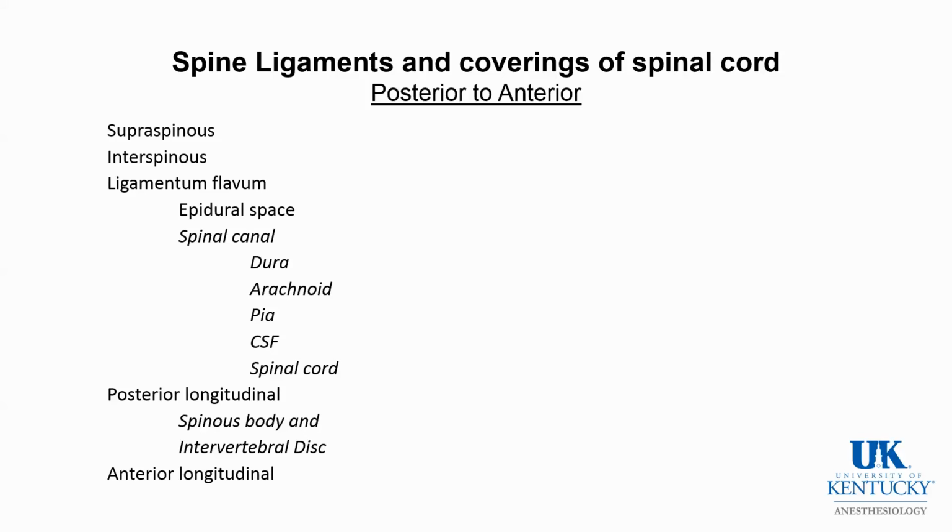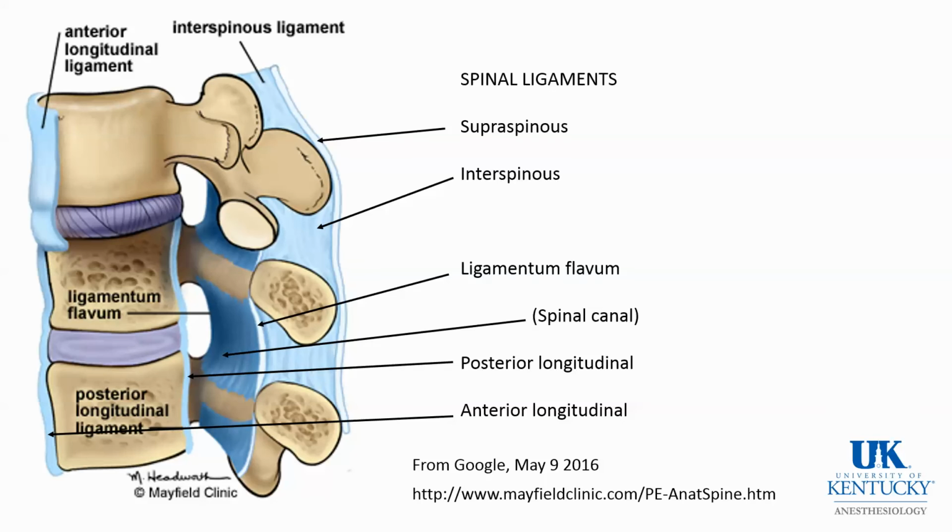There are important ligaments and coverings of the spine and the spinal cord, which are relevant not only at times of injury, but also when you're doing central neuraxial block. These are listed going from back to front on this slide and are illustrated in this diagram, starting with the supraspinous, the interspinous, the ligamentum flavum, the posterior longitudinal, and the anterior longitudinal ligaments.